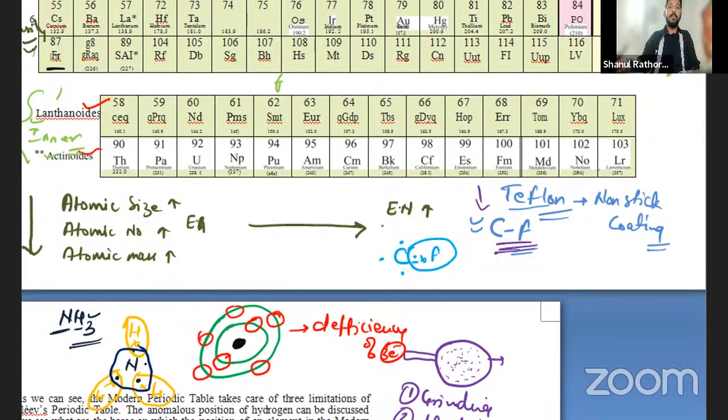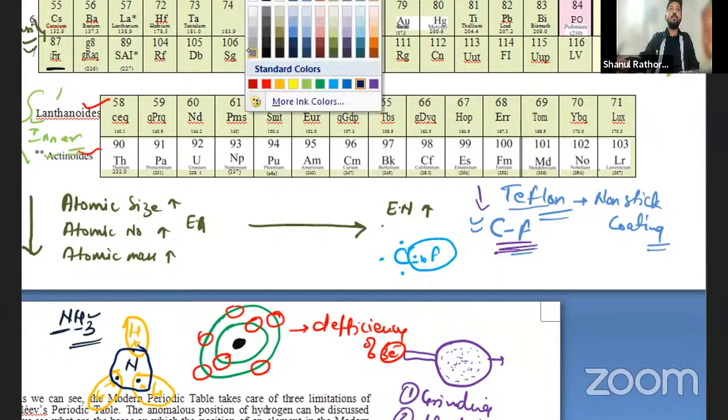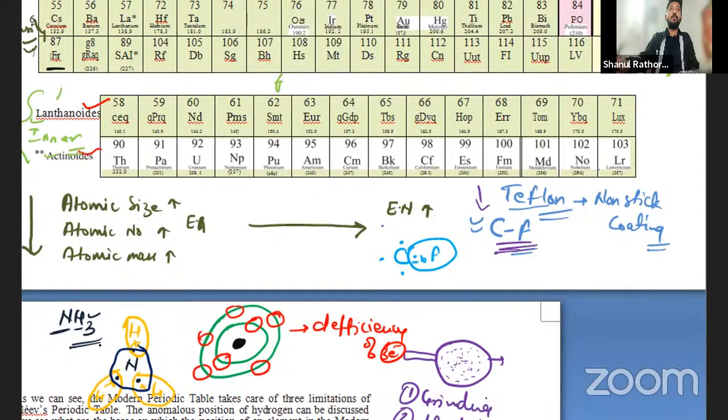Right. So as you can see, the nitrogen shares its 3 electrons with the hydrogen, and the hydrogen also shares its single electron with the nitrogen, and this completes the electronic configuration for both of these elements. Nitrogen and hydrogen complete the noble gas configuration by bonding with each other, or by sharing electrons with each other. So I hope you understand the concept of these elements.